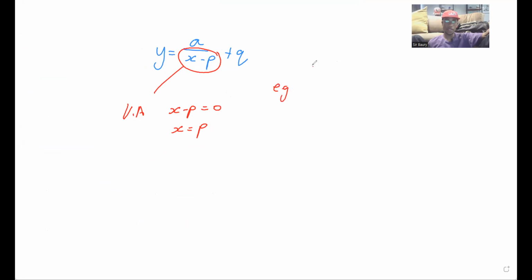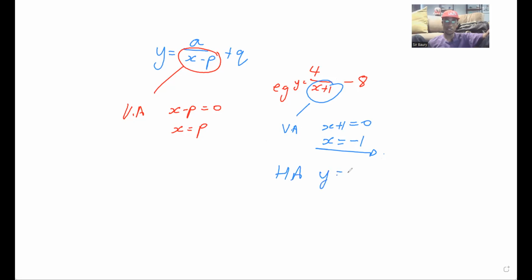Let us say I have y equals 4 over x plus 1 minus 8. The vertical asymptote is going to be x plus 1 equal to 0, which is x equal to negative 1. That is for the vertical. And then for the horizontal, it doesn't change. Horizontal asymptote, y is going to be equal to q. Good. Now, going back to the question.